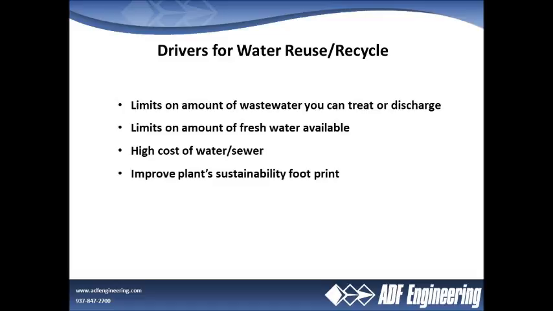So if you don't have enough fresh water available, you will have to look at reusing some of the wastewater back to the front of the system. We'll see here in a couple of slides that the cost for water and sewer has been going up exponentially all over the US. So that is sometimes a driver.